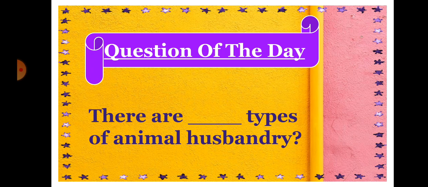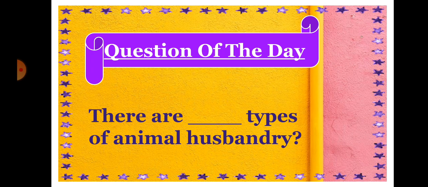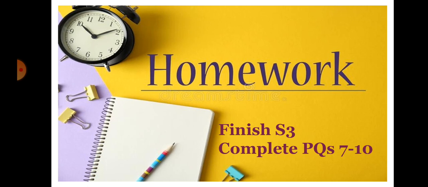So this brings us to the end of the discussion and to the question of the day. There are dash types of animal husbandry. So how many types of animal husbandry are there is what you have to answer.